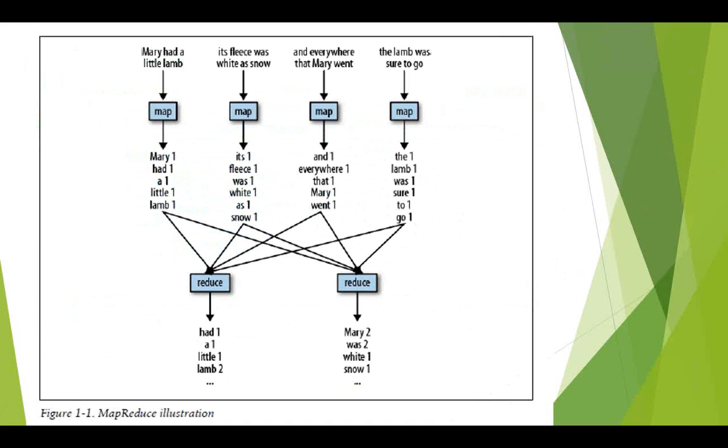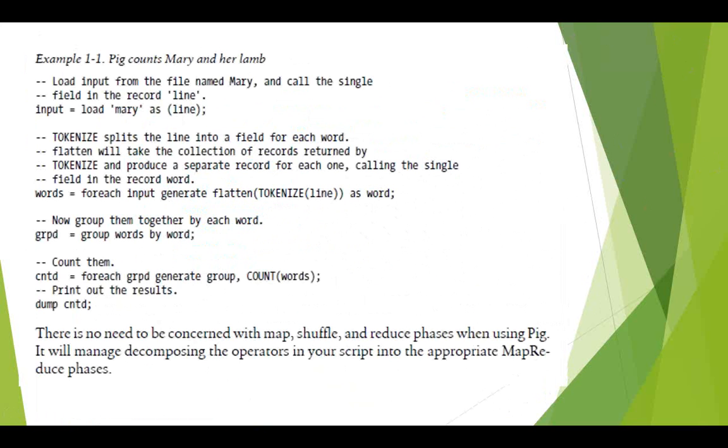Here there are a lot of steps involved. Now we will see this problem in the case of Pig, how Pig takes preference over this. So just see this example. Here one example is there.